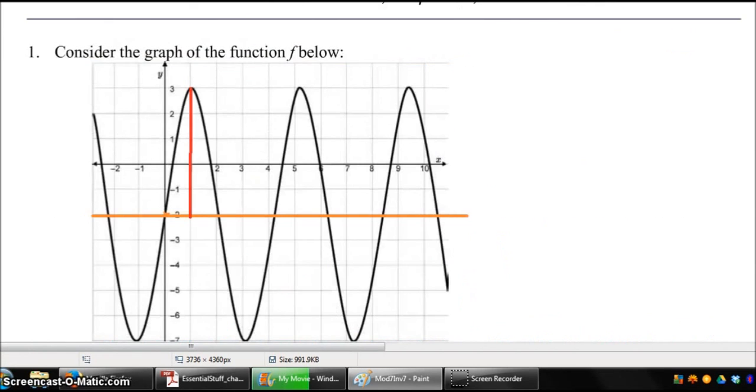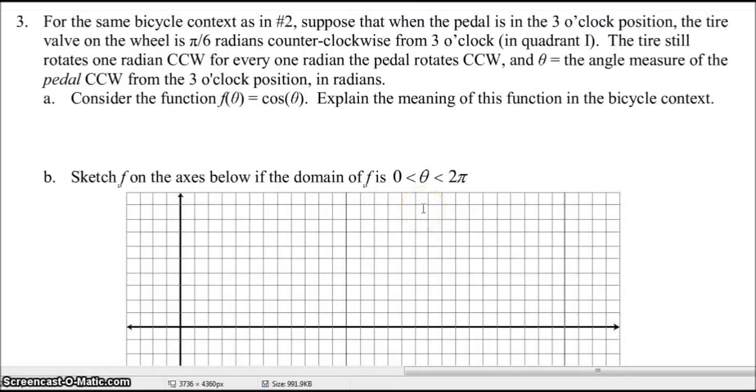Something like that. For the same bicycle context as in number 2, suppose that when the pedal is in the 3 o'clock position, the tire valve on the wheel is pi over 6 radians counterclockwise from 3 o'clock in quadrant 2. Okay, let me draw this. So here is maybe my pedal trajectory, and then for the tire, we start pi over 6 radians counterclockwise. So we start a little bit ahead, pi over 6 radians ahead.